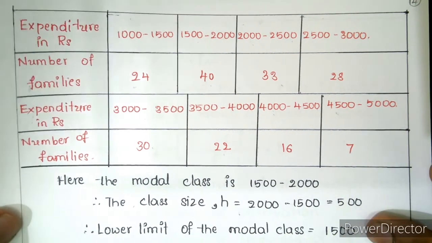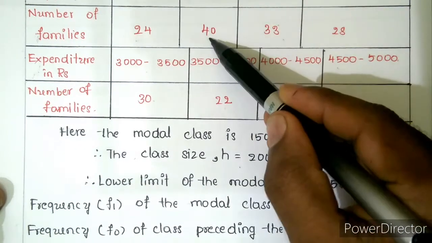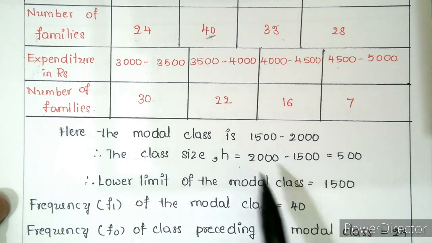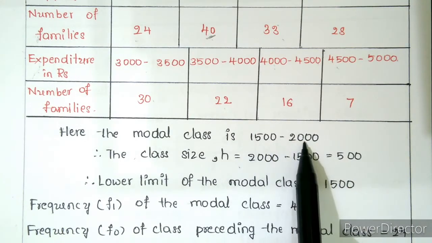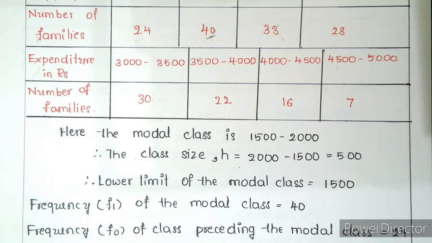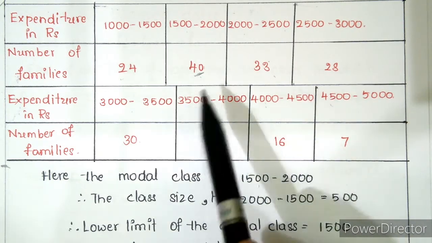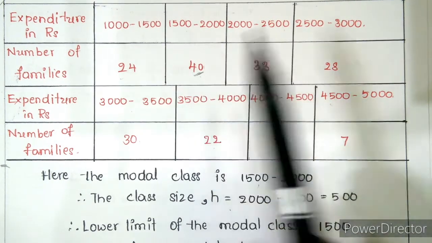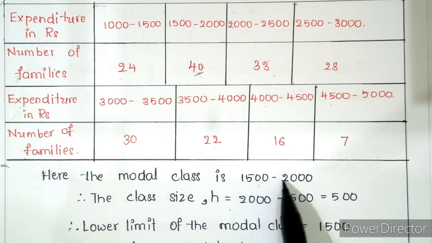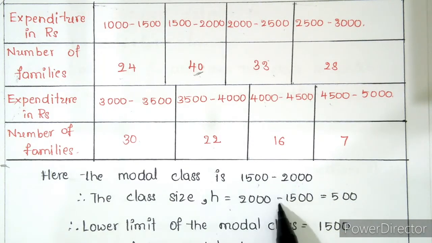Here the modal class is 1500 to 2000, since you have the maximum frequency, 40. So the modal class is 1500 to 2000. The class size h equals 2000 minus 1500, you get 500.